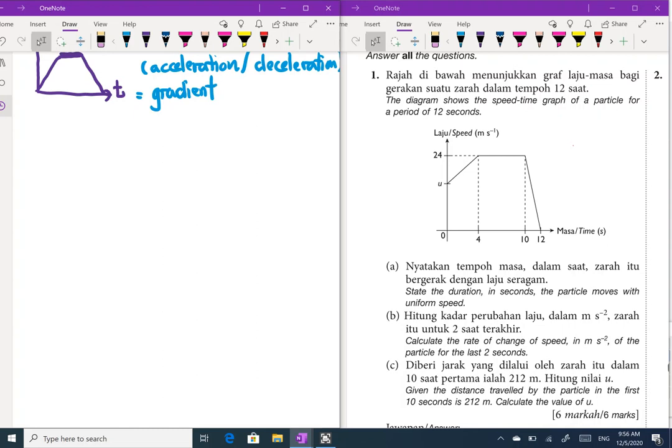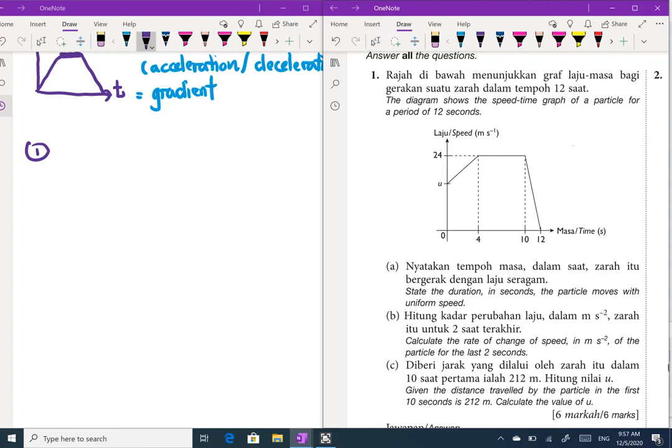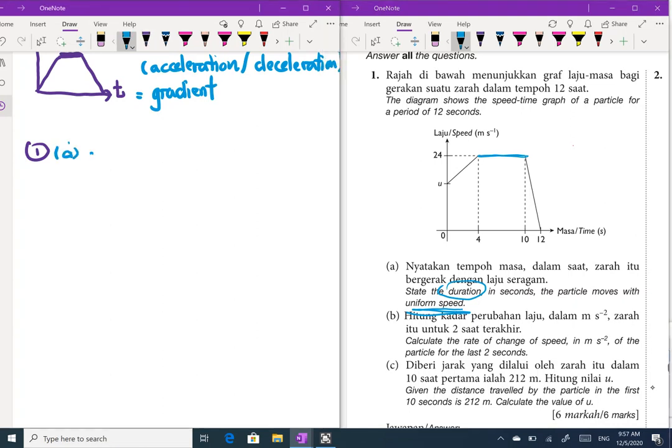Okay, question 1. The diagram shows the speed time graph of a particle for a period of 12 seconds. 12秒的一个 graph 来的。State the duration. Duration 是时间, is time. The particle moves with uniform speed. How much is the time? 走 uniform speed 是这边。So, what is the total time that the object moves with uniform speed? So, duration is equal to 10 minus 4. So, it's equal to 6 seconds. Question B.